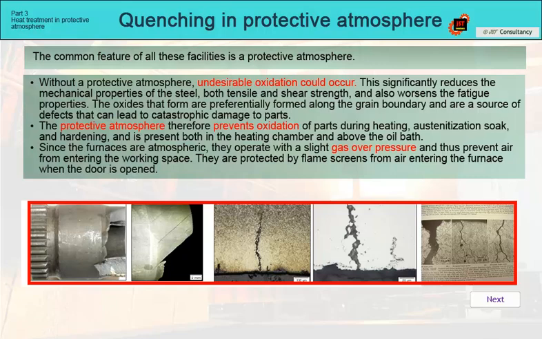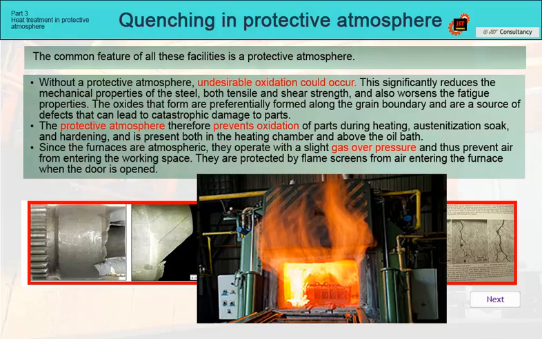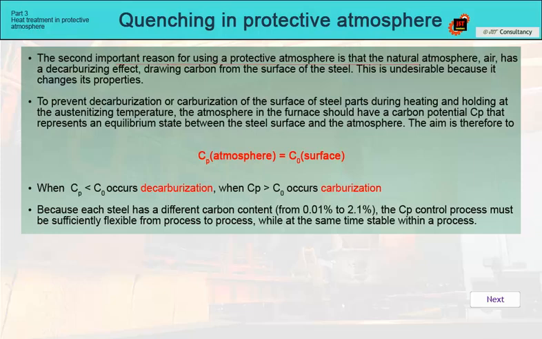The protective atmosphere therefore prevents oxidation of parts during heating, austenitization soak, and during quenching, and is present both in the heating chamber and above the oil bath. Since the furnaces are atmospheric, they operate with a slight gas overpressure, and thus prevent air from penetrating into the working space. Flame screens then protect the furnace and the batch from air entering the furnace when the door is opened.